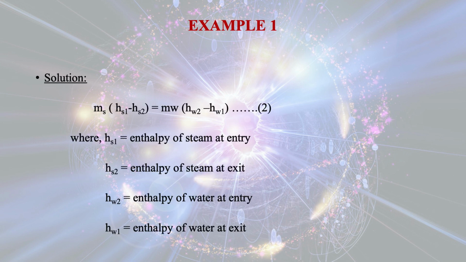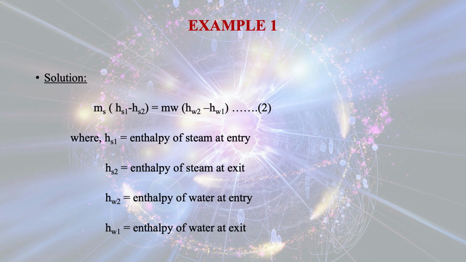And we know very well that the heat loss by the steam will be equal to the heat gain by the water. So ms is the mass of the steam, and Hs1 minus Hs2 is the change in enthalpy for the steam, and this is equal to mw into Hw2 minus Hw1, where Hs1 is the enthalpy of steam at entry and Hs2 is the enthalpy of steam at exit, and Hw2 is the enthalpy of water at exit and Hw1 is the enthalpy of water at entry.